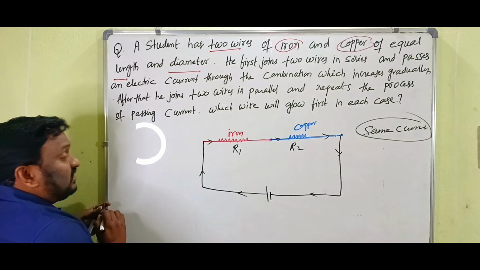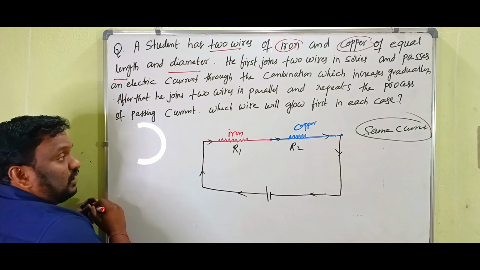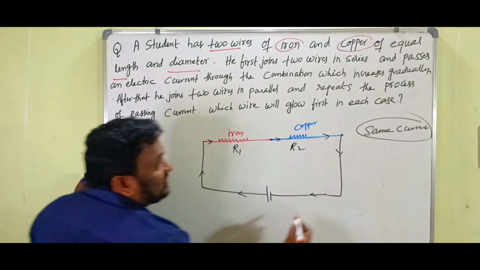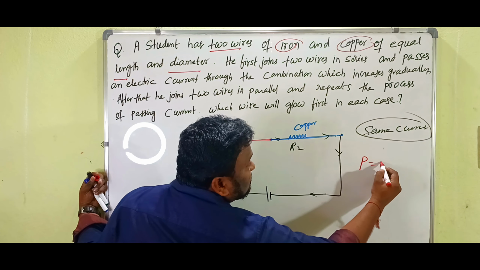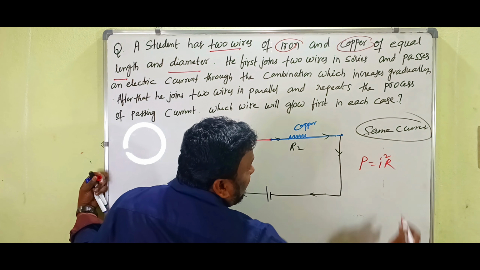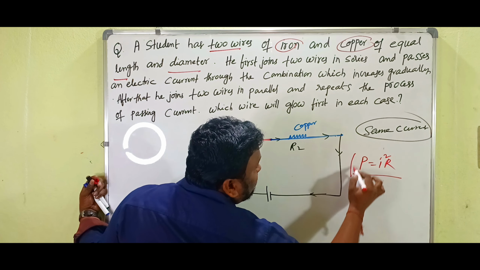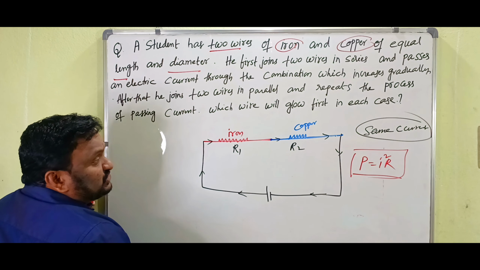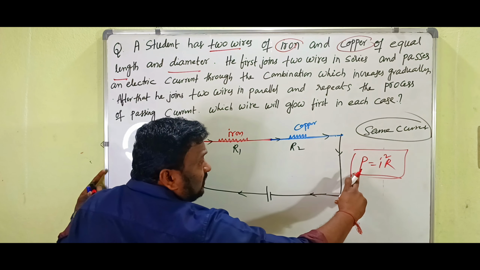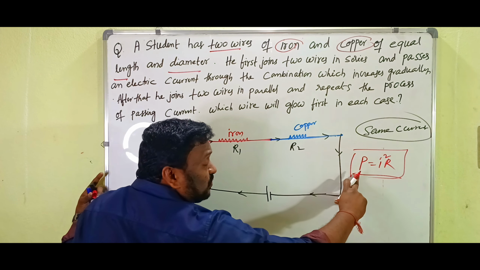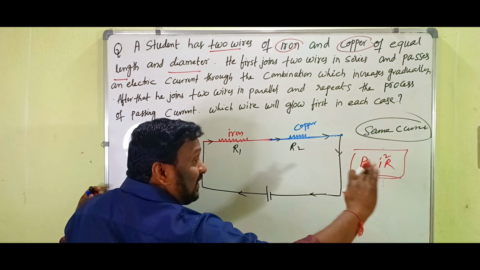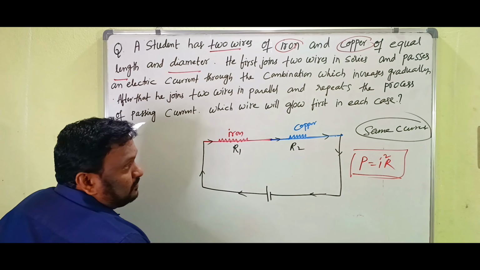Clear? That's why the power dissipated in the combination is given by the formula P is equal to I square RT. If we take unit time, we write P is equal to I square R. So here P is nothing but power dissipated. It is also called power loss, heat loss, or ohmic loss.